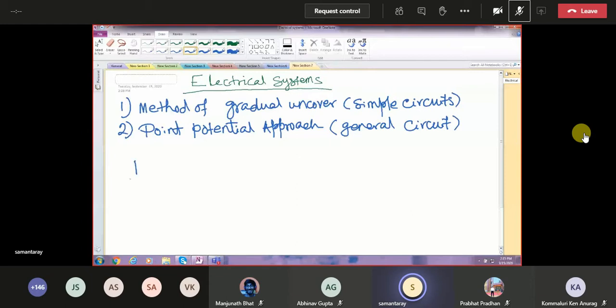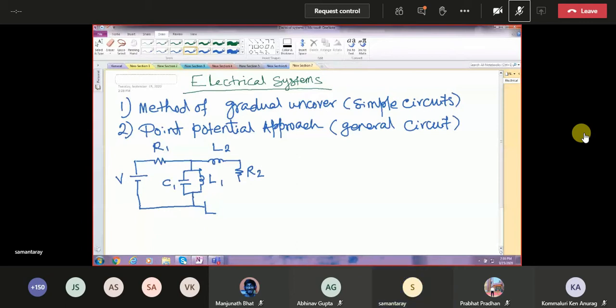something like, let's say, there is a voltage source, some kind of resistance, call it R1, an L1 inductor, there is a capacitor C1, then maybe on the other side, we have some L2, some R2, then let's say we have a parallel branch here, R3, some C2. So let us say this is our circuit.